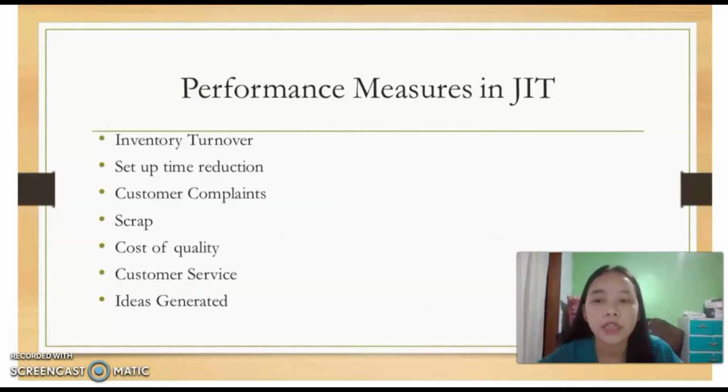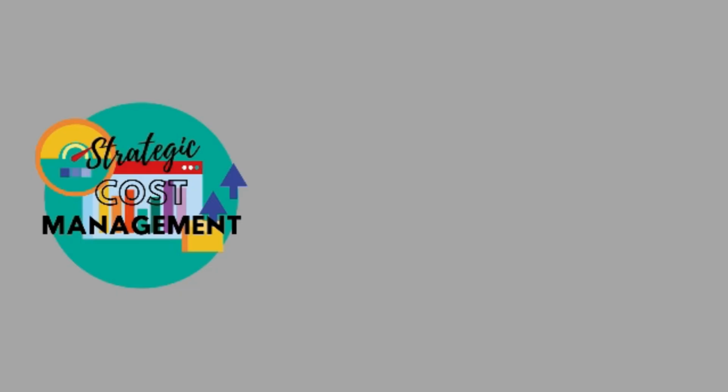Inventory turnover, setup time reduction, customer complaints, scrap, cost of quality, customer service, ideas generated. And to sum it up, these are the ways to perform what is best in a company and ensure the success and every goal that needs to be achieved, and it also helps the company develop even better.